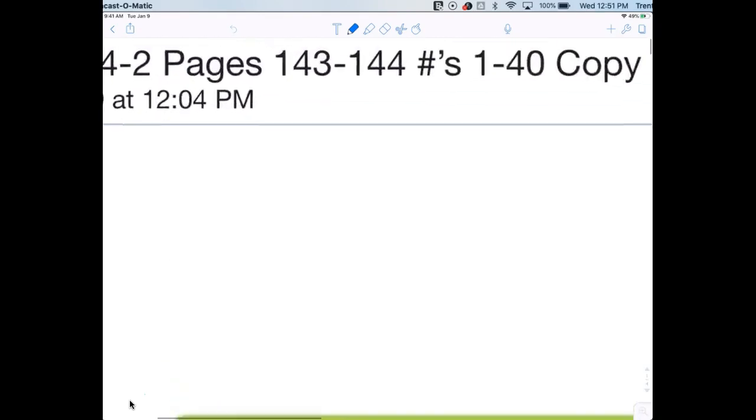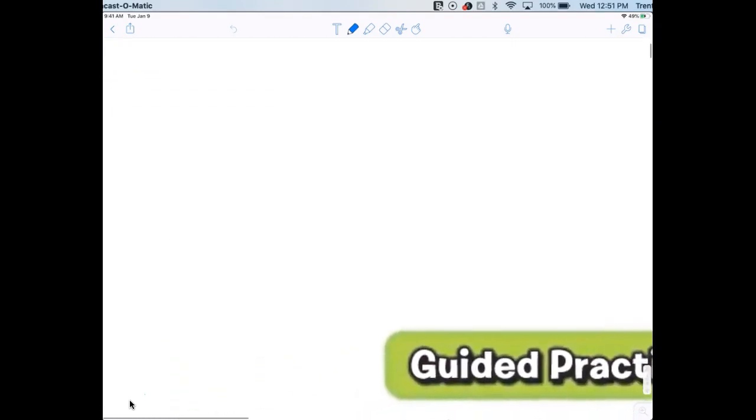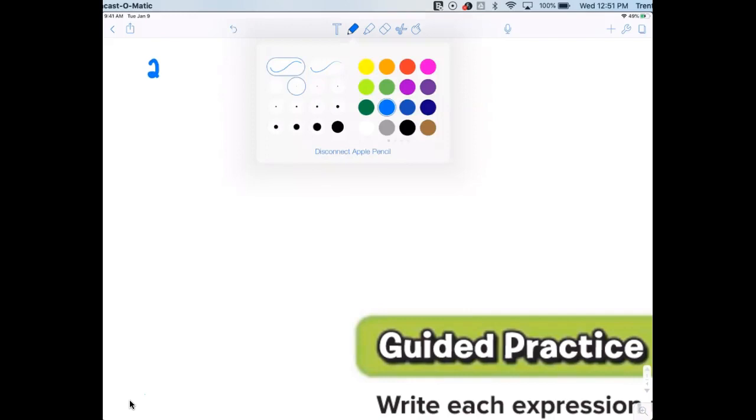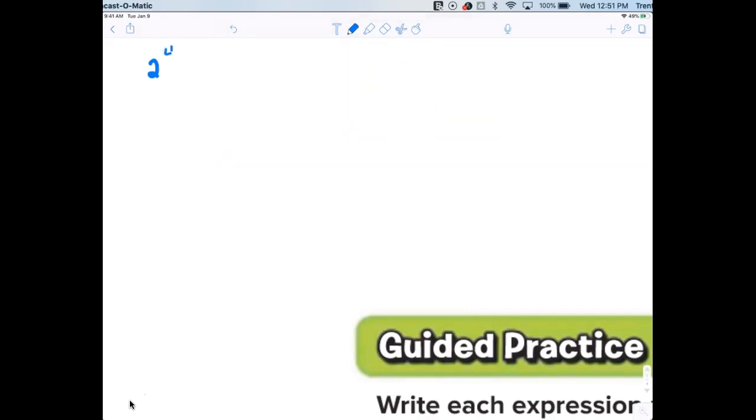The first thing I want you to do at the top of your paper is write this down. I want everybody to write 2 to the 4th power. I want somebody to tell me what 2 to the 4th power is. That would be 16. That would definitely be 16.